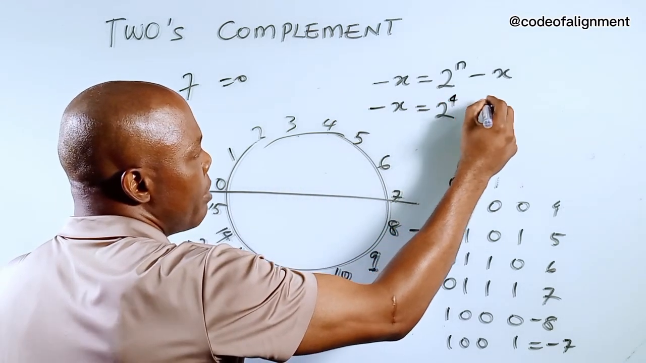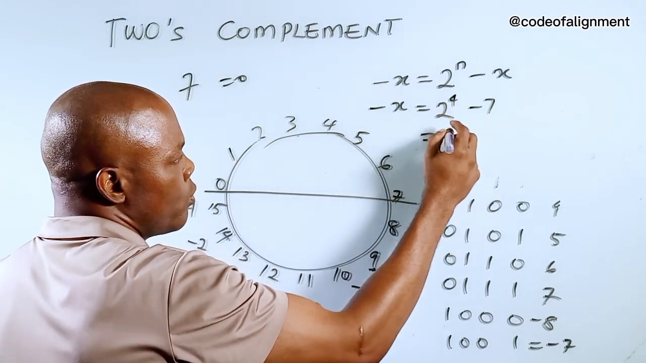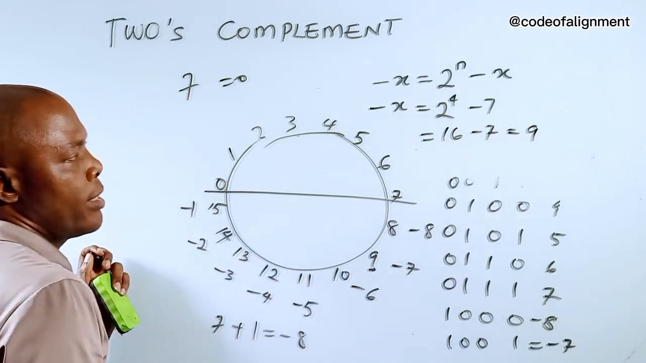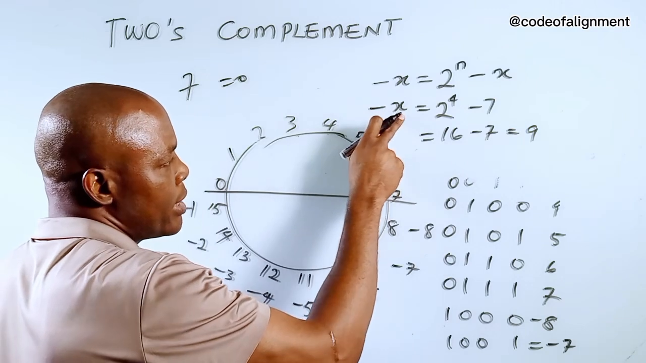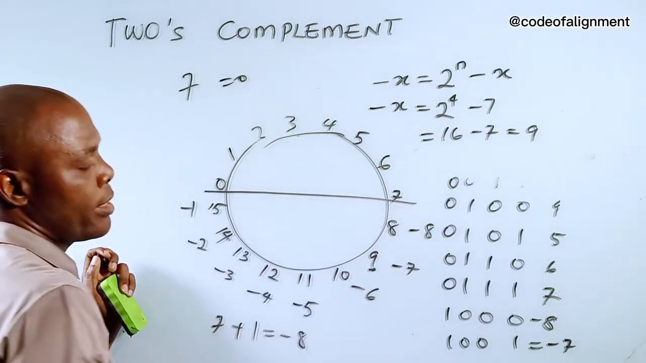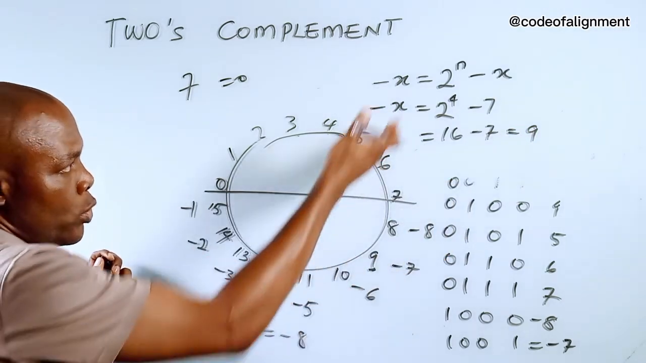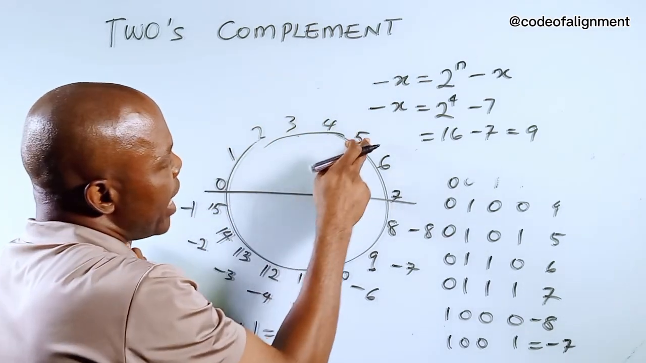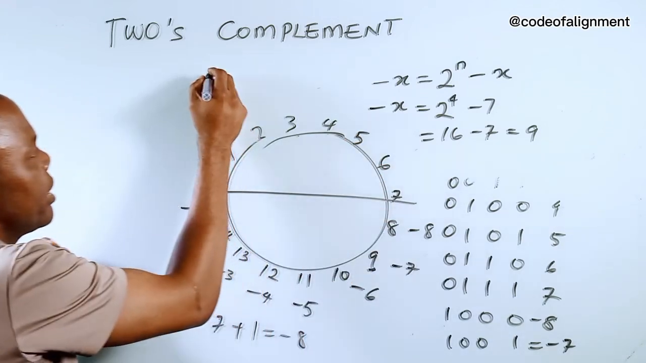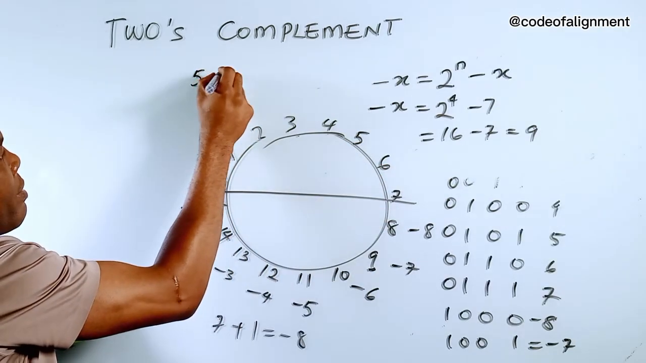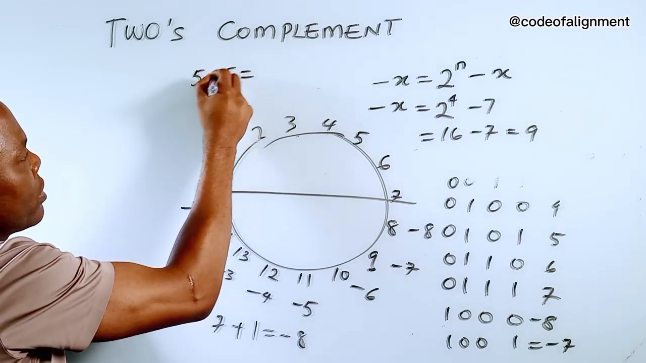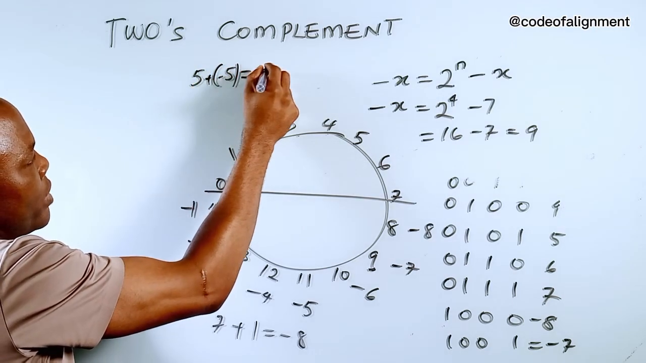2 raised power 4 minus 7. So 2 raised power 4 is what? 16. 16 minus 7 will give us what? 9. So minus x is equals to what? 9, which means minus 7. So using this formula, I can equally look for what? For the number that when added to 5 will give me 0. That is, 5 minus 5 will give me what? 5 plus minus 5 will give me what?